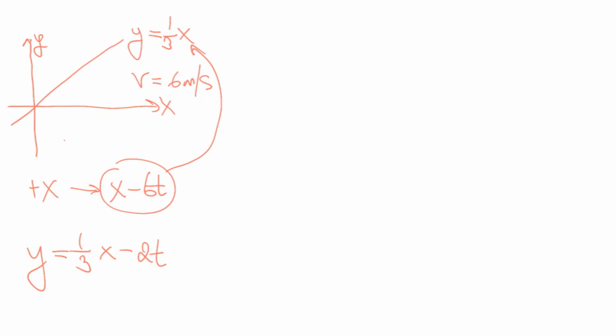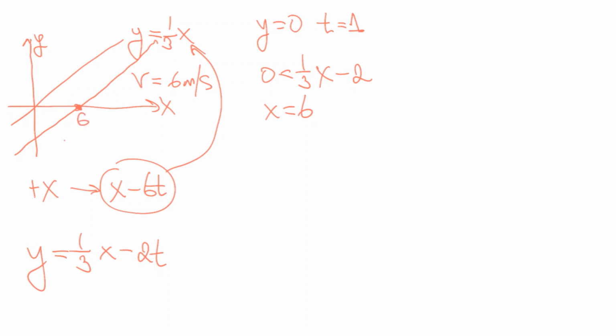After 1 second, it will be somewhere here. If I want to find the intersection with the x axis, all I have to do is see that y will be equal to 0. Let's suppose y is 0 and t is equal to 1, I suppose that 1 second has passed. So 0 is equal to 1/3 of x minus 2, so you see that my x here will be equal to 6.